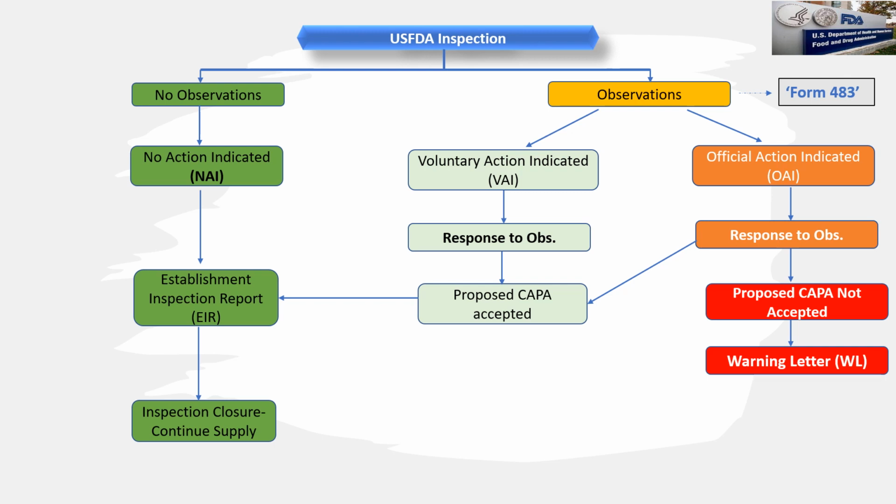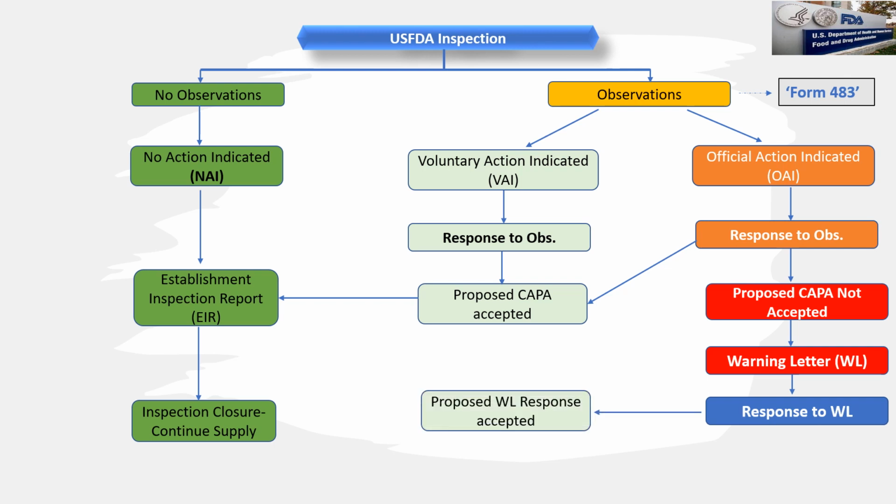So each one of us knows that there's a system in USFDA in which they issue the warning letter to the firm, right? Once the warning letter is received, again the firm has to respond to the observations. Warning letter observations are nothing but the summarization of the Form 483 only. However, the firm has to respond officially to the warning letter in a more comprehensive and systematic manner, to ensure that there is end-to-end assurance and CAPA. Okay, so if the proposed warning letter response is accepted, then again EIR is received, the inspection is closed and the firm can continue the supply.